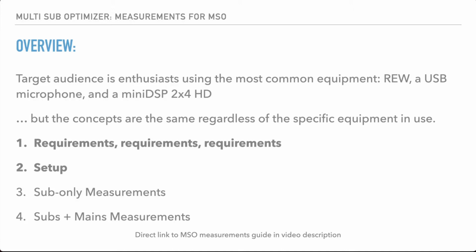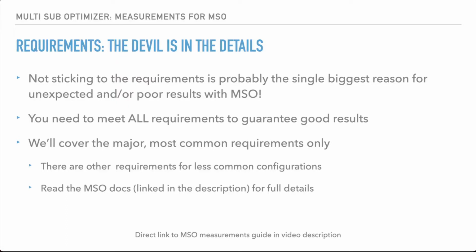I think the most important thing that we'll talk about today is going to be the requirements. That's why it's said three times and in bold along with the setup, because this is the devil in the details. Not sticking to the requirements is probably the single biggest reason for unexpected or poor results with Multi-Sub Optimizer. You really do need to meet every single requirement in order to get good, applicable results. And we're going to cover only the most major, most common requirements.